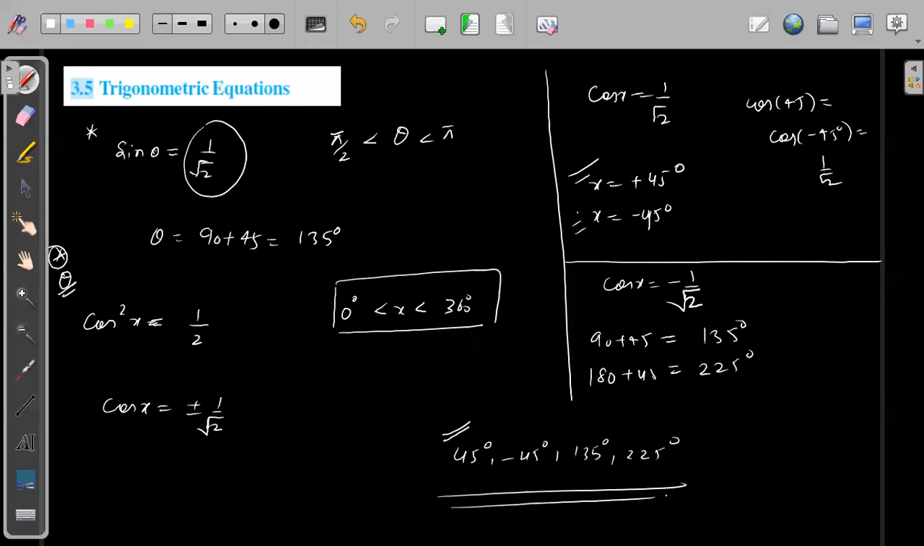Right? First quadrant, fourth quadrant, second quadrant, and third quadrant. So in all quadrants we have got the answer. Everybody understood? Okay. So we will do the miscellaneous question. I will check the question paper and we'll solve a similar question in tomorrow's class. So please do not miss the class. Instead of minus 45, you can write 315. It is the same thing.